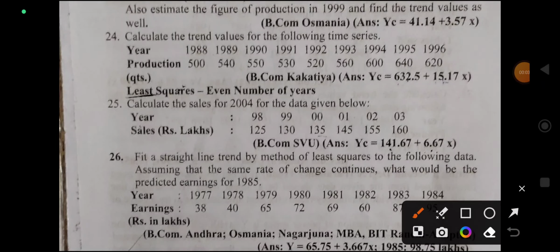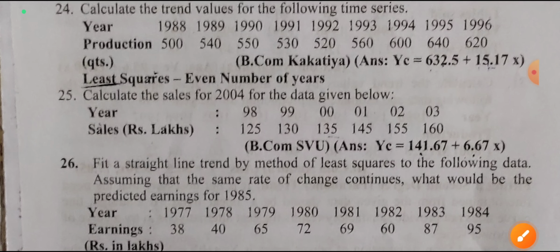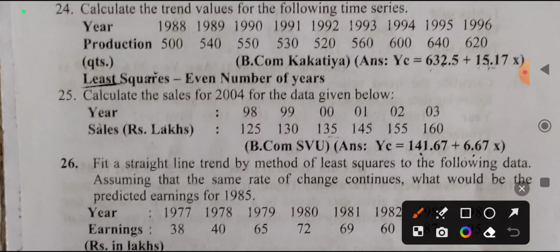Here I am with a new video relating to least squares, even number of years. In the textbook the heading is there, it is even period, but in the exam hall you don't know whether it is even period or odd period. For that, first we need to check the number of years given. Okay, so see here, years and sales are given. I'll write here years 1, 2, 3, 4, 5, 6. So 6 is an even number, so it means that it is even period.